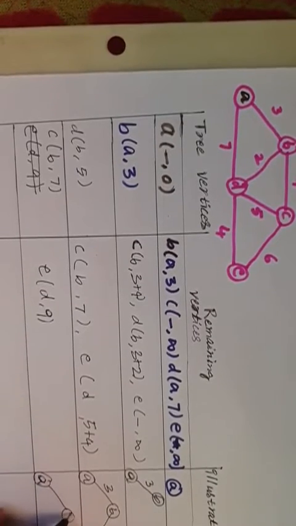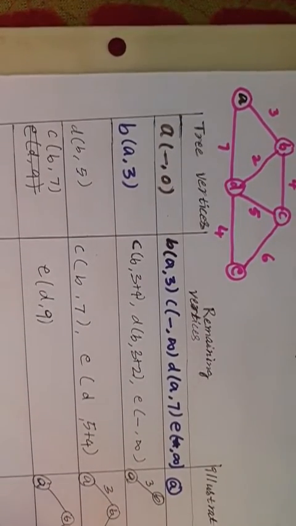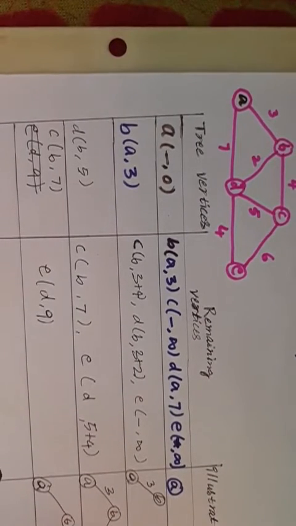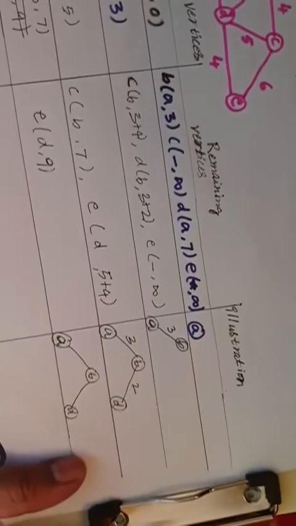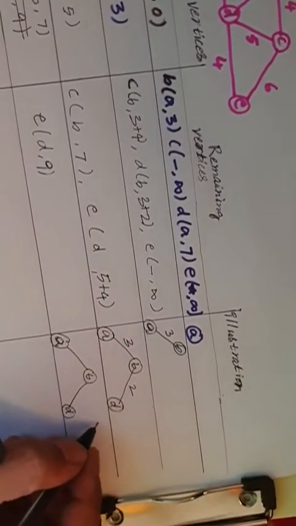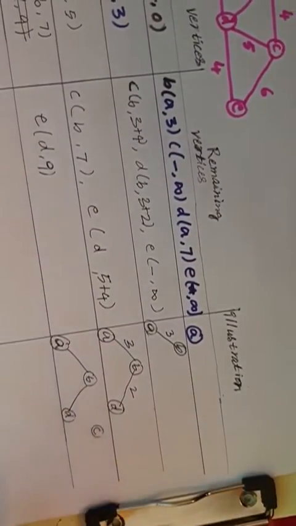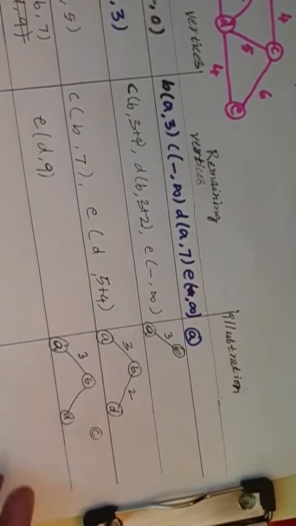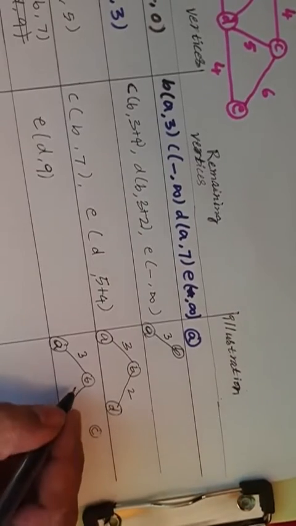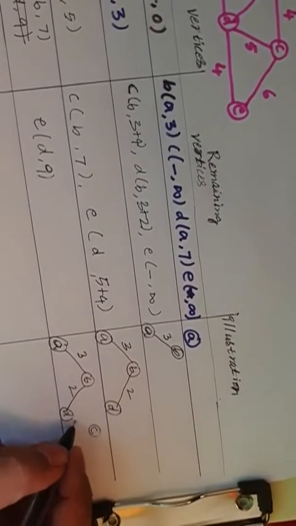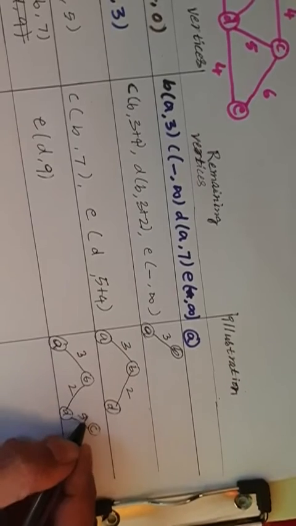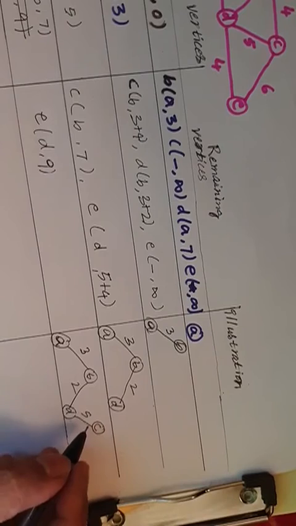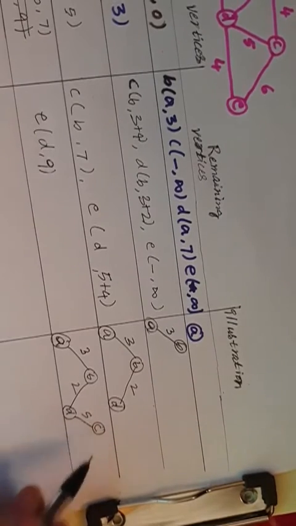A, B, D was already there. Now I inserted C. Sorry, you're not observing. Okay, now I am inserting C. What is the cost of AB? AB cost is 3, BD cost is 2, and DC cost is 5. Okay, this is the partial solution after inserting C.